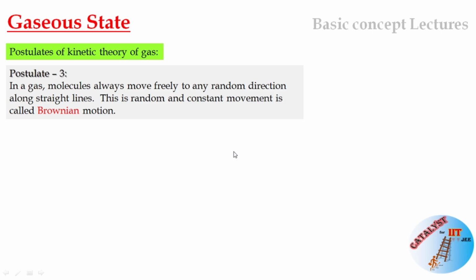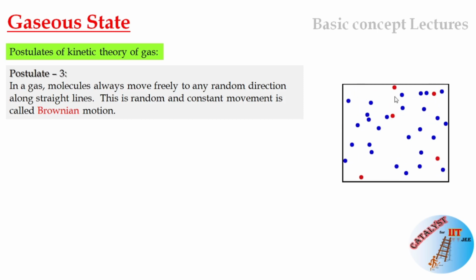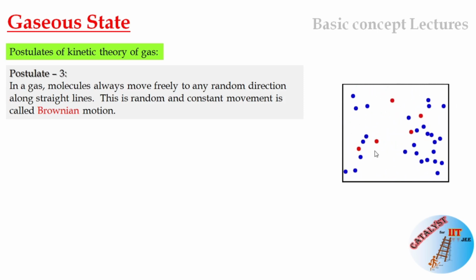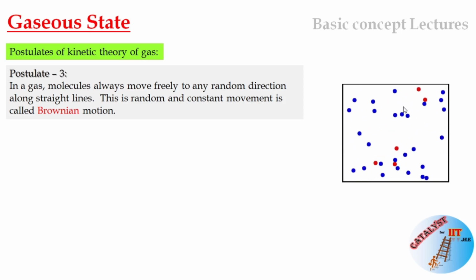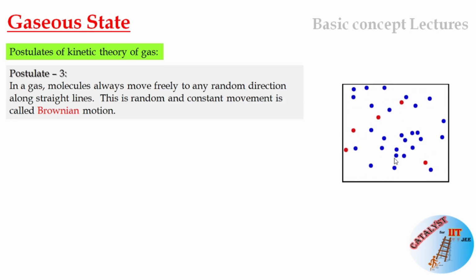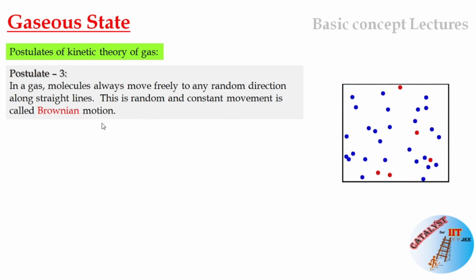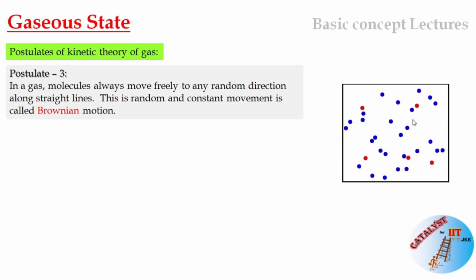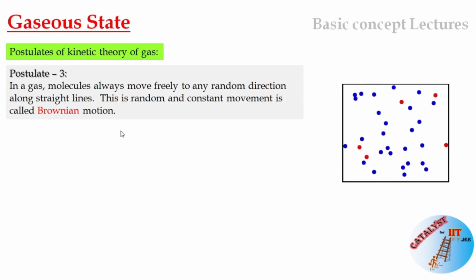Now, from the first lecture we also learned that due to the thermal motion the gas molecules move randomly. That is nothing but the third postulate of the kinetic theory. The third postulate basically tells that in a gas, molecules always move freely in any random direction along a straight line. So this is the picture, or the molecular details, of a gas. As you can see here, all the molecules are moving in random directions. This random and constant movement of the molecules is called Brownian motion. This Brownian motion can be seen for the gas molecules, and this is a very important phenomenon for the gas molecules.